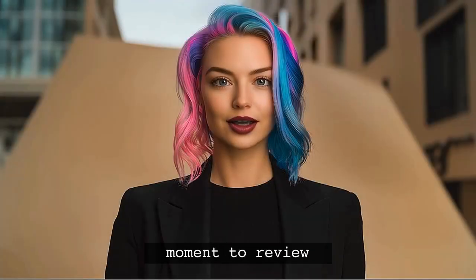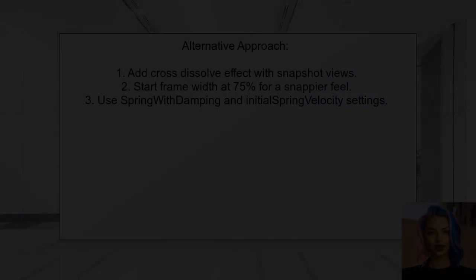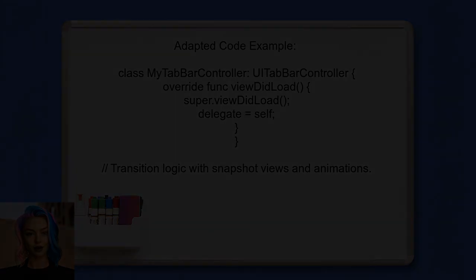Let's take a moment to review another user's answer. An alternative approach to animating tab bar transitions involves adding a CrossDissolve effect alongside the slide animation. The user improved upon the previous solution by introducing snapshot views for fading in and out during the transition. The user provided adapted code that includes these enhancements, making the transition feel closer to the Facebook app's implementation. However, they are still working on making the animation interruptible.